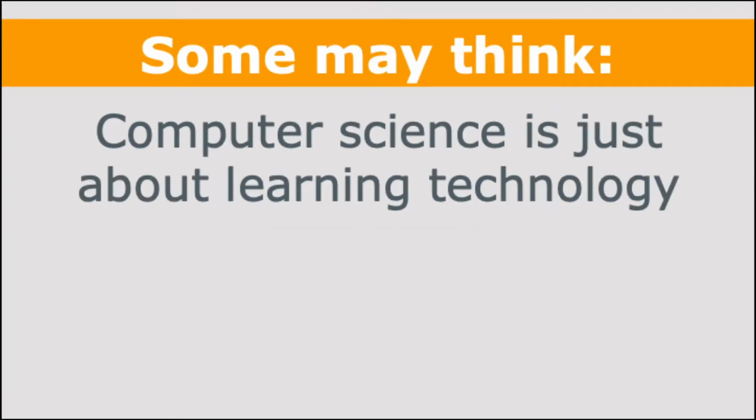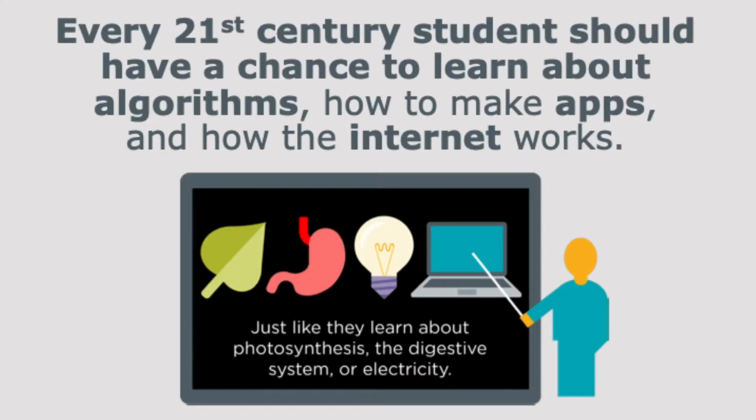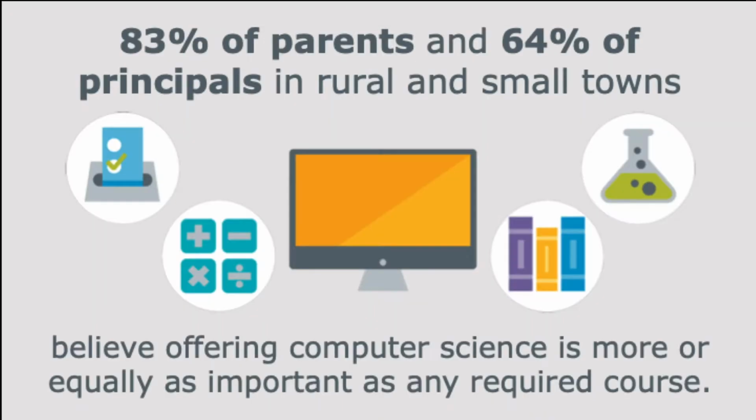So what does that actually look like? It's not just about technology. It's not just keyboarding and how to use PowerPoint and how to log into a computer. But computer science is logic. It's problem solving. It's creativity. We have to understand algorithms, how apps work, how the internet works. And if we don't start to understand how these things work, then we, the human, become the product. And that can't happen. We have to be aware of what's happening around us.